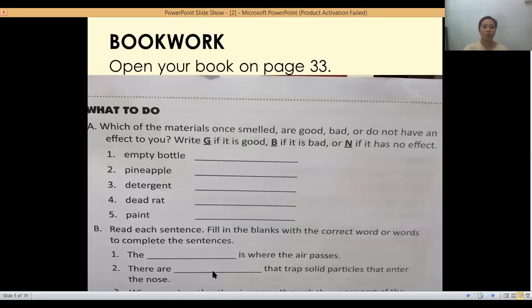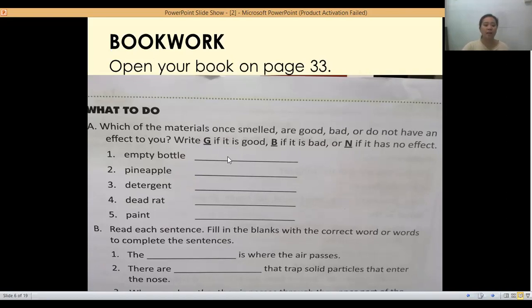So get your book, open it on page 33. You will write letter G if the one that you smell is good, B for bad, N for no effect. I will repeat, G for good, B for bad, N for no effect. Page 33, open it. I will count 10, 9, 8, 7, 6, 5, 4, 3, 2, 1.